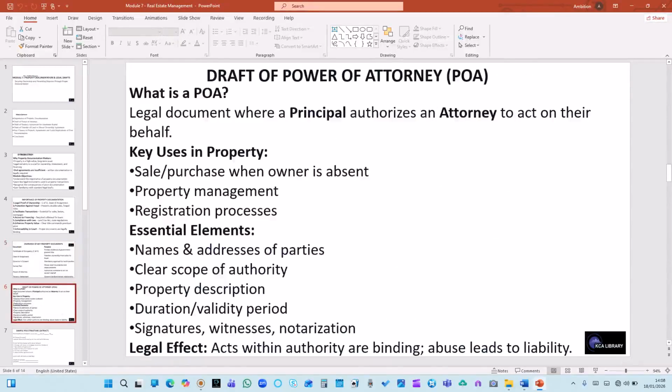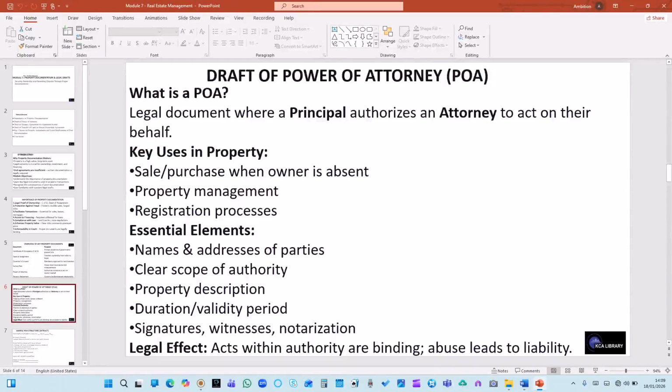Now let us look at the draft of power of attorney, POA. What is power of attorney? Power of attorney is a legal document where a principal authorizes an attorney to act on their behalf. Key uses in property include sales and purchase when the owner is absent, property management, and registration process.